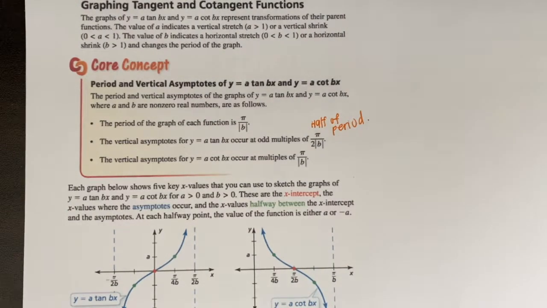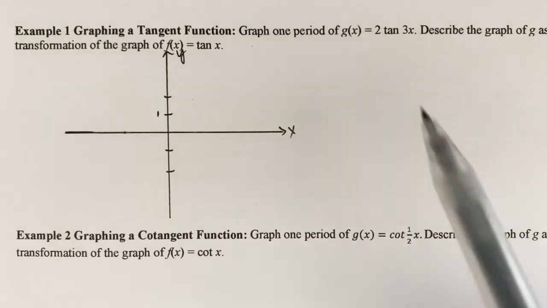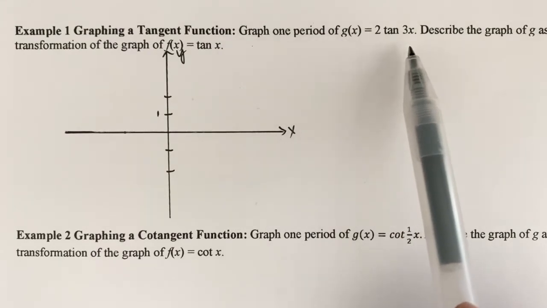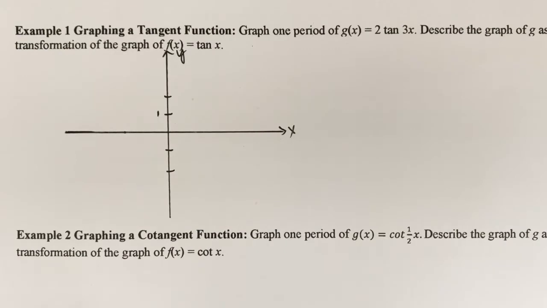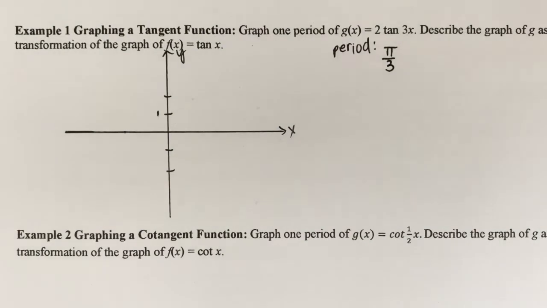Let's graph tangent. For example, we are going to be graphing one period of our function g of x equals 2 times tangent of 3x. And we want to describe the graph of g as a transformation of the graph of our parent function, tangent of x. Let's first start off by finding the period. In order to find the period, we take pi divided by our b term, which is 3. So we have a period of pi over 3.